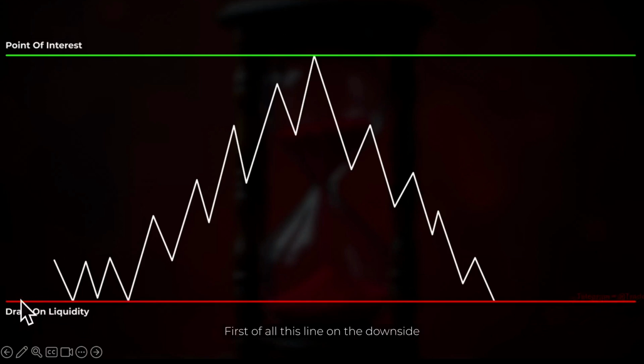First of all, this line on the downside represents your draw liquidity, and the line on the upside, the green line, represents your point of interest. What I want you to see is that the market was consolidating down here. The function of this consolidation is to engineer sell-side liquidity.